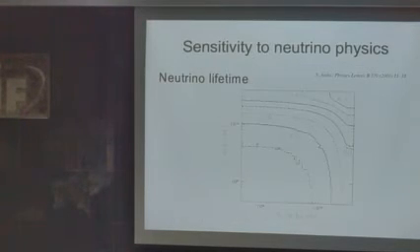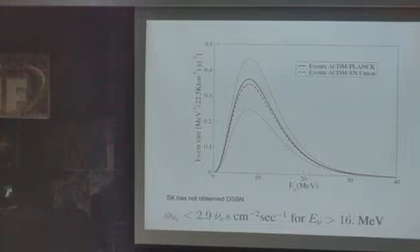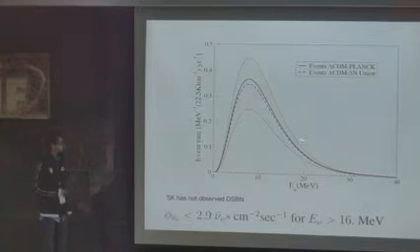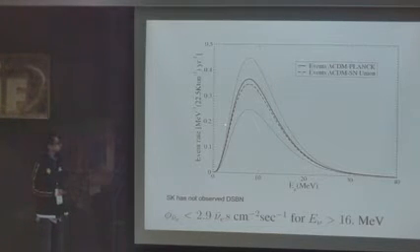Okay, what can we learn from this? The diffuse supernova neutrino is going to be an inevitable detection. So this is a very simple mechanism.